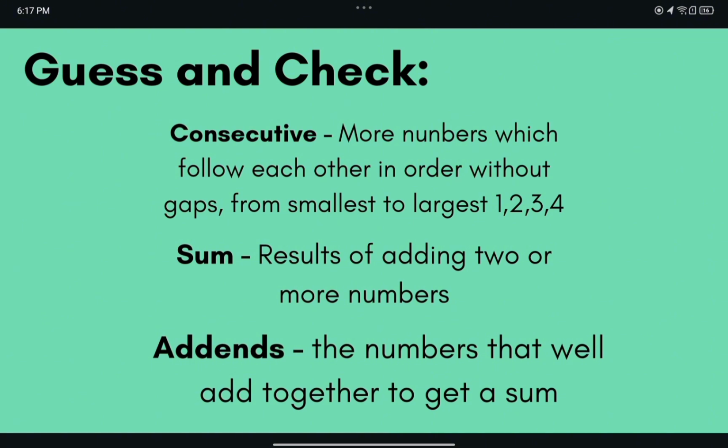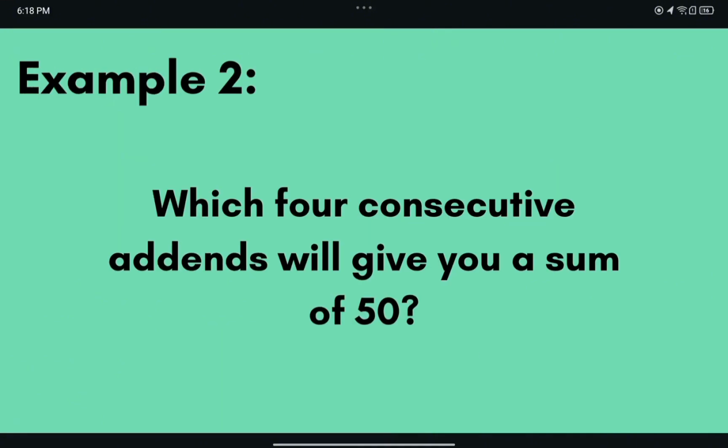So, sa consecutive, more numbers which follow each other in order without gaps from smallest to largest. Example, 1, 2, 3, 4. So, sa sum, results of adding 2 or more numbers. And for addends, the numbers that will add together to get a sum. So, example number 2, which 4 consecutive addends will give you a sum of 50. So, ang hinihingi dito ay 4 consecutive at kung paano natin makukuha yung sum of 50.